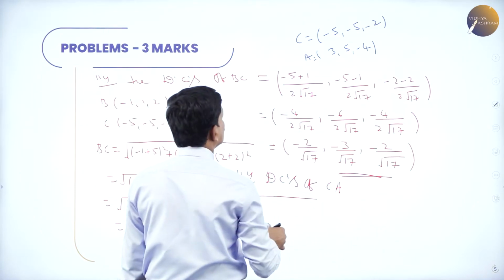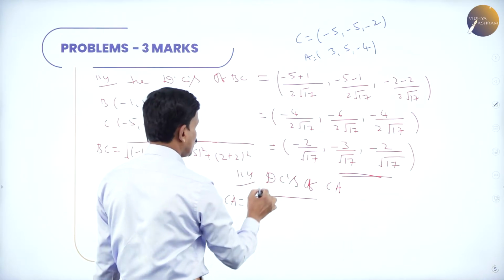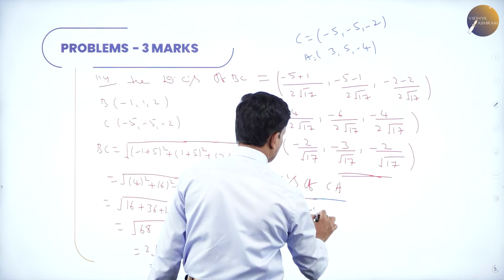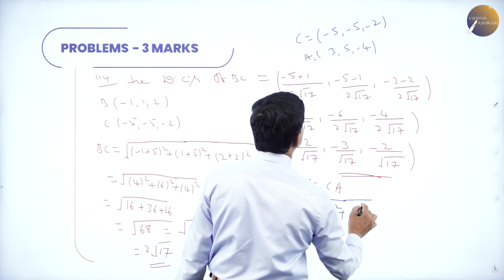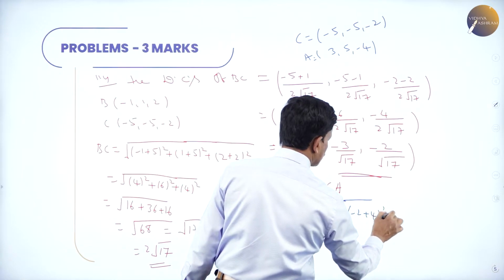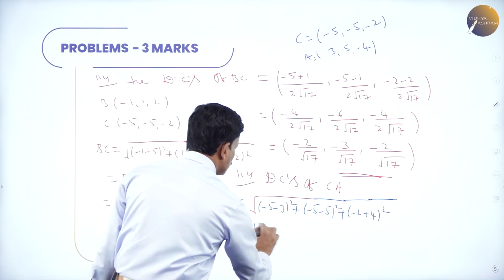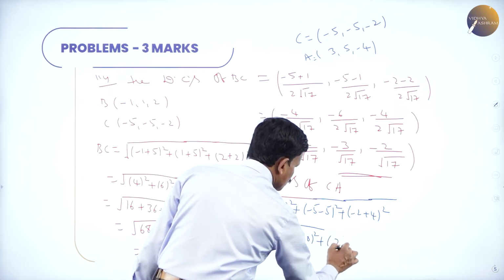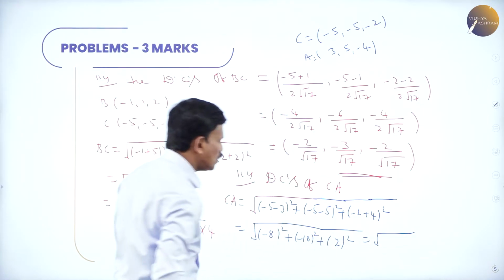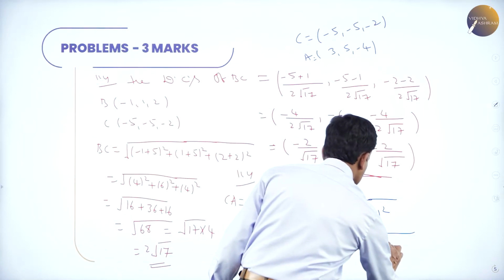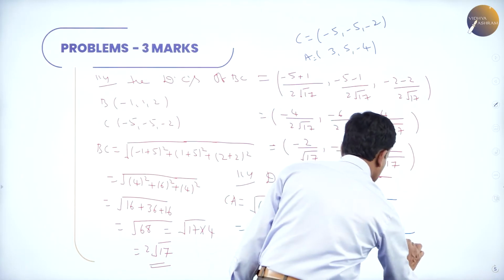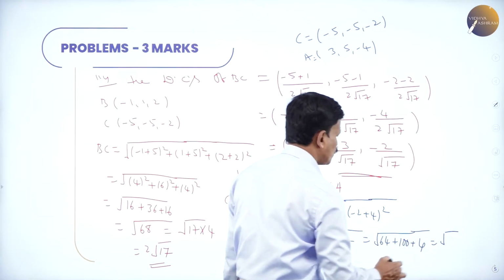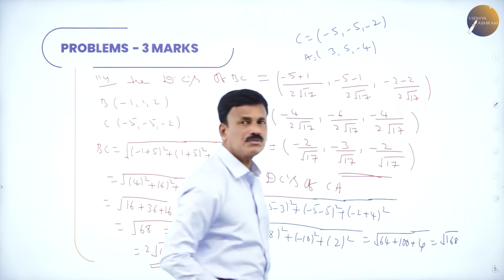So, CA is minus 5 minus 3 whole square plus minus 5 minus 5 whole square plus minus 2 minus of minus 4, that is plus 4, whole square. So this is equal to minus 8 square plus minus 10 square plus 2 square. This is equal to root of 8 8s are 64 plus 100 plus 4, root of 168.